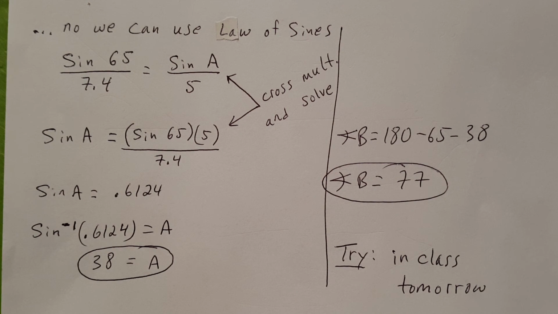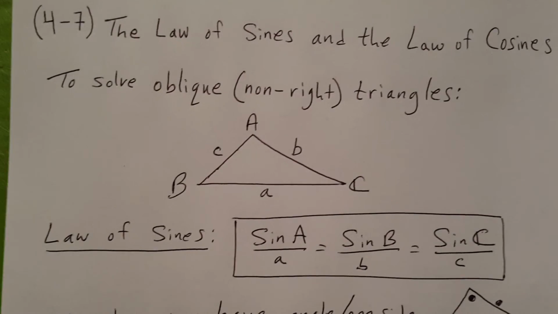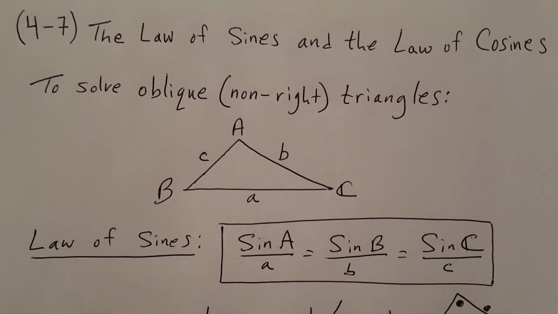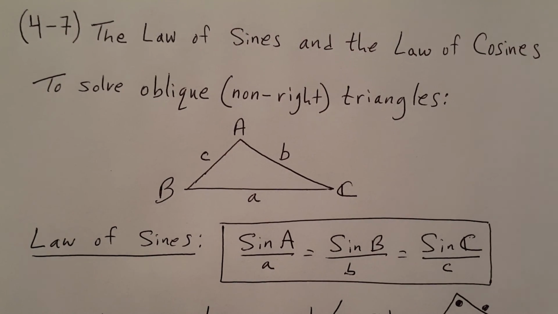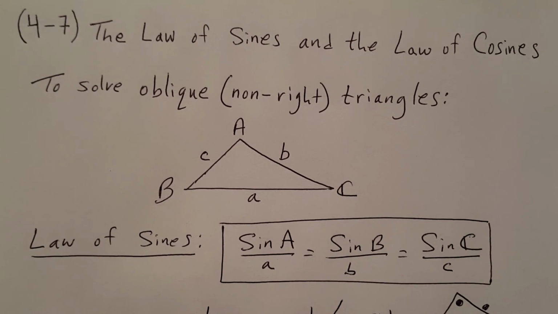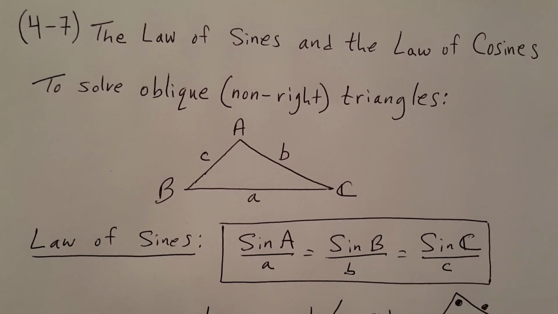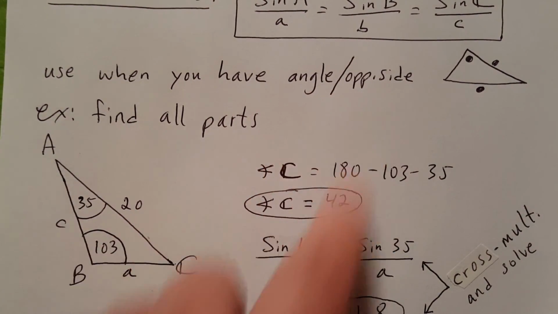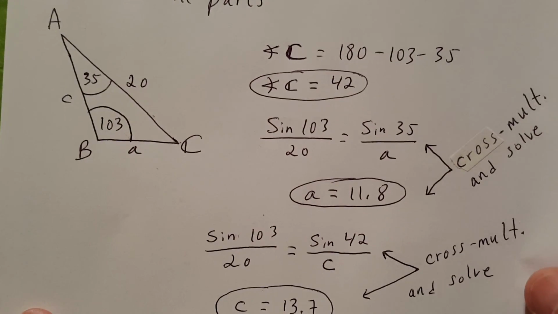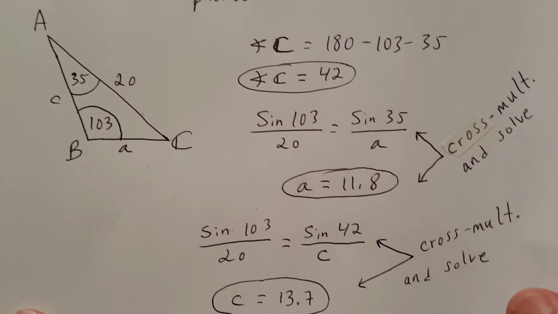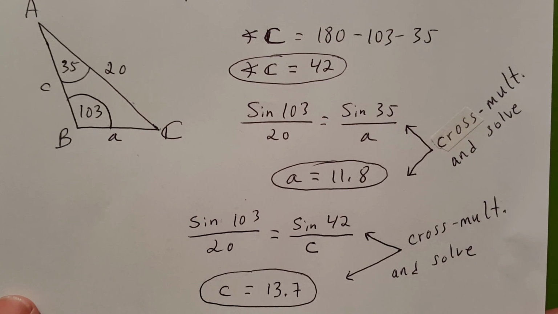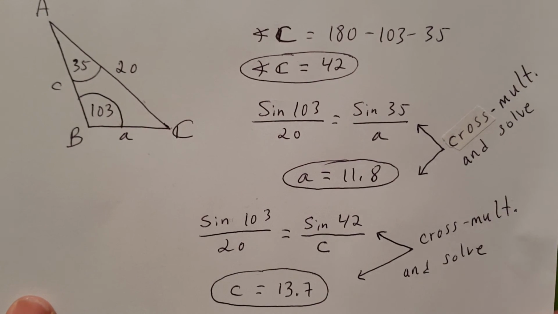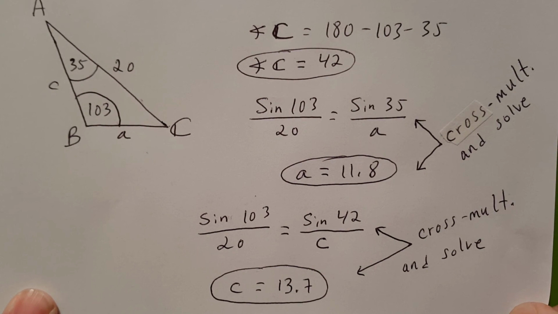Okay? So, one more time, a little summary. We use law of sines and law of cosines for triangles that are not right triangles. There's the law of sines. It only works when you have an angle and opposite side. Here's an example. You set it up. It involves cross multiplying and solving. Ask more questions tomorrow about that if you're not sure.